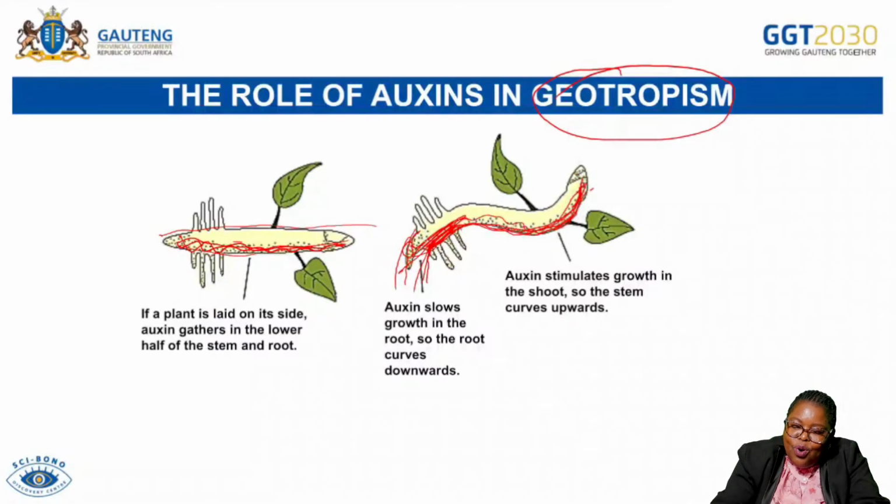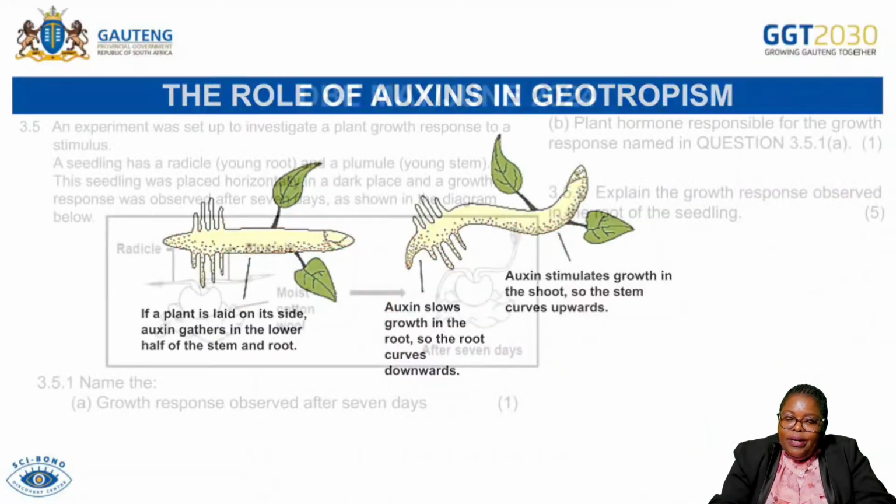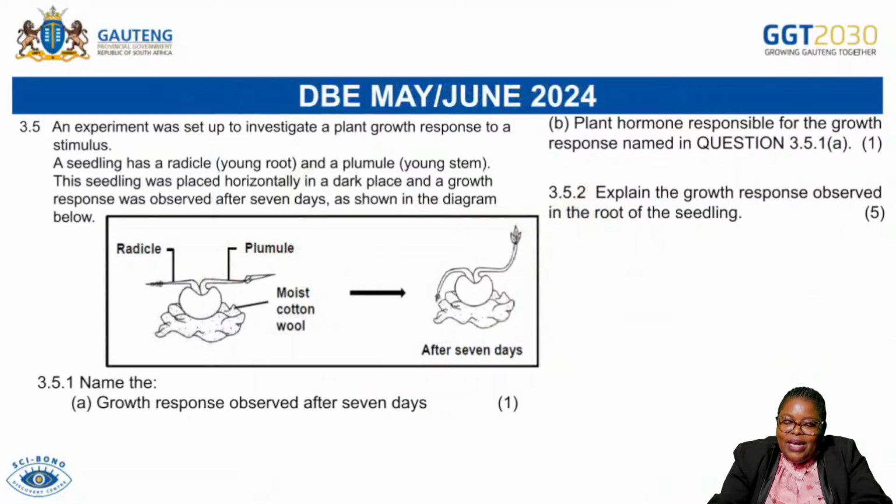What will happen? Because here, auxin slows growth in the root. So the root curves downwards. It's going to curve downwards, or it's going to grow towards gravity. All right? Right? I'm not going to go through the questions. I'm just going to explain what is in the diagram here.